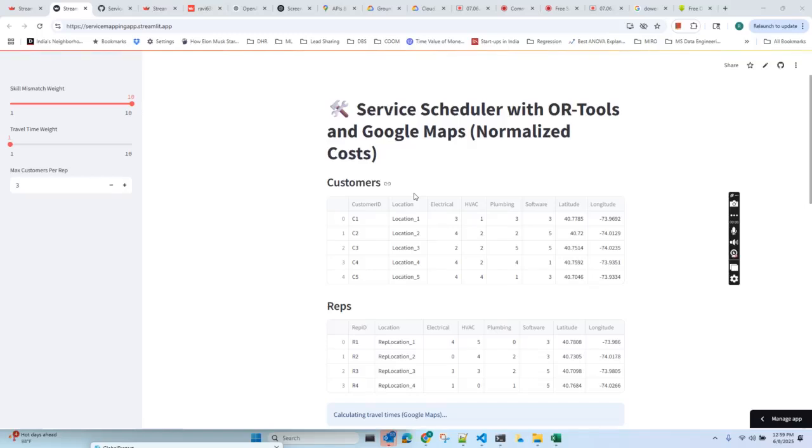So in today's session, we would be talking about a web app which does the optimization in the sense that it allocates the service engineers to the customers on two parameters. First of all, what are the skill sets which are required by the customer? And second, the distance between the customer and the service engineers.